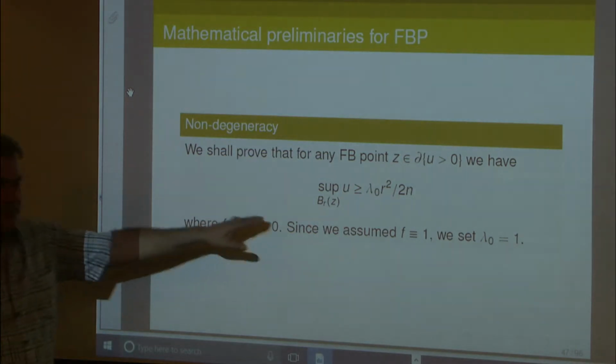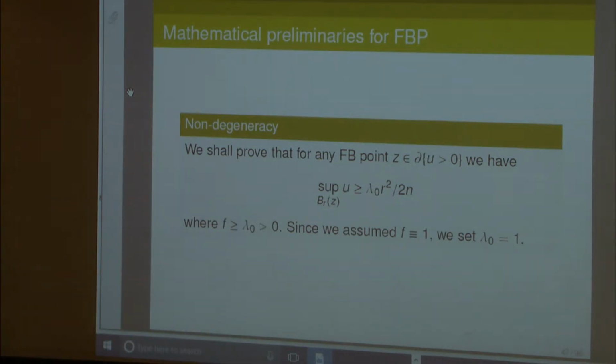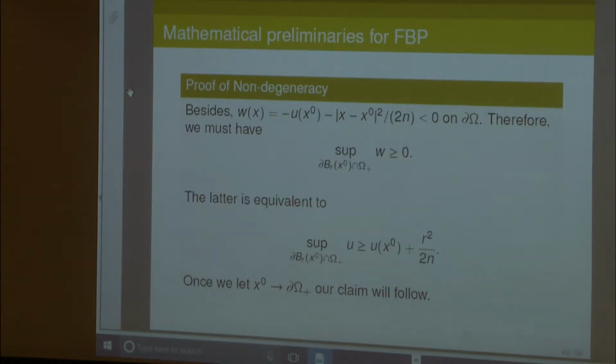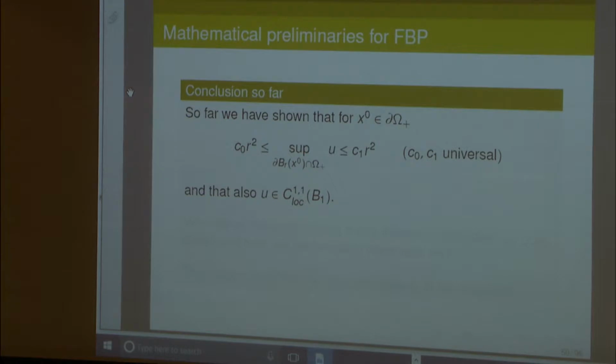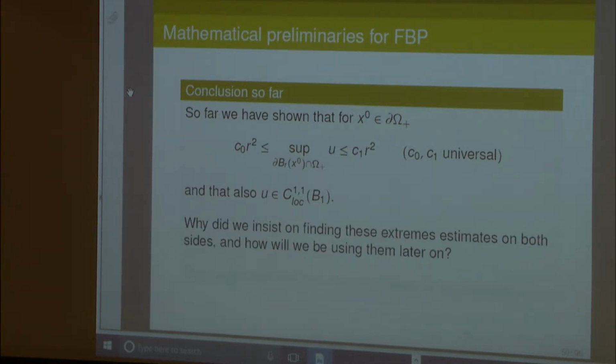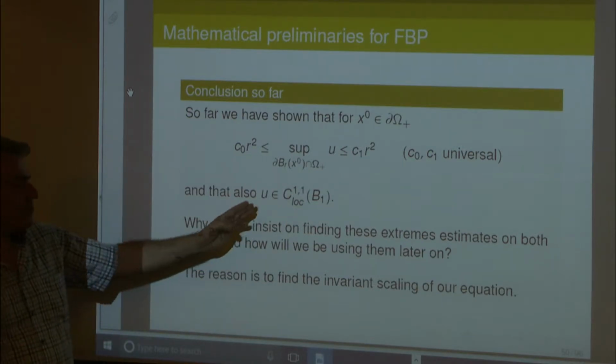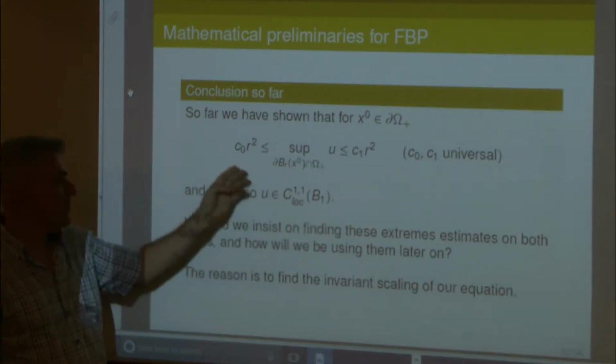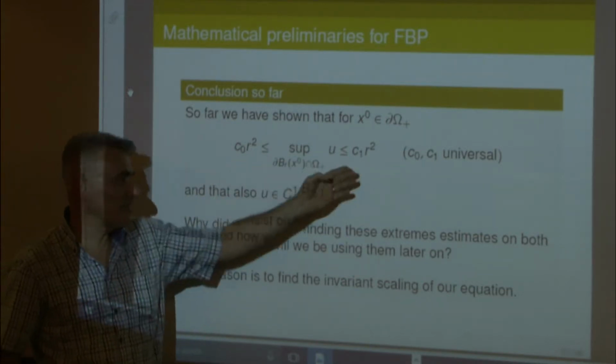This is exactly the claim. The lambda 0, 1, of course. So that's the non-degenerate. That tells me now that I really have this situation, that the function is really staying away from flattening out when I blow it up, which is very important. So the conclusion so far is that the supremum of u is going to be larger than C0 R squared, less than C1 R squared.